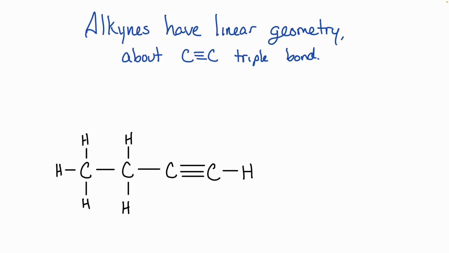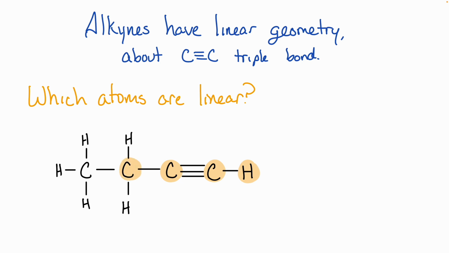All right, so looking at this more complicated structure here, we can say which atoms are all in this linear fashion here. Okay, it'll be those 2 carbons about that triple bond, as well as the 2 atoms, 1 on each side, that they are bound to. All 4 of these atoms in this molecule will appear in this straight line.